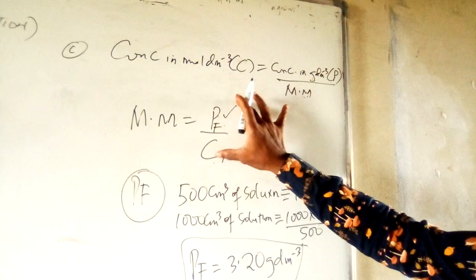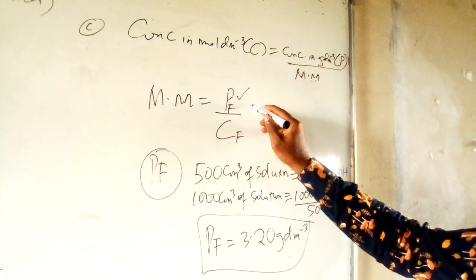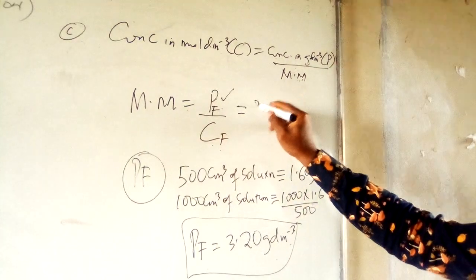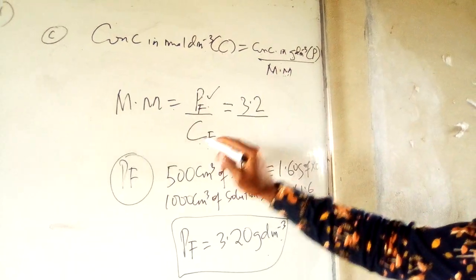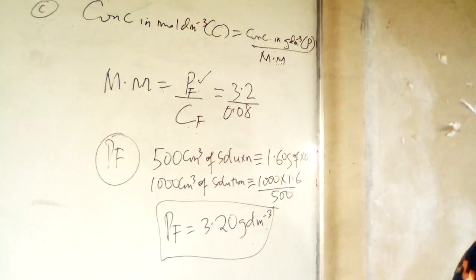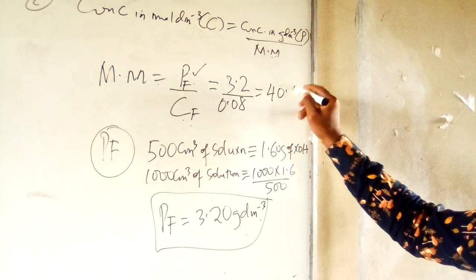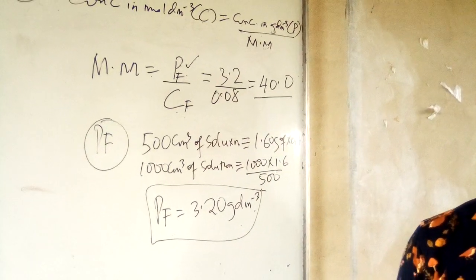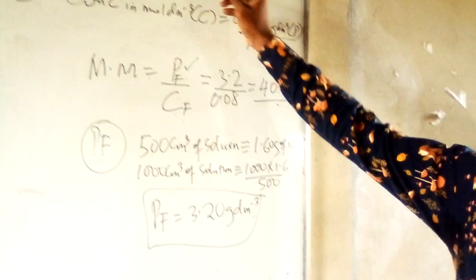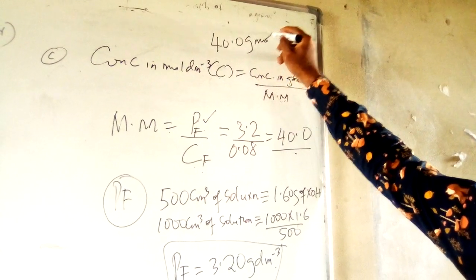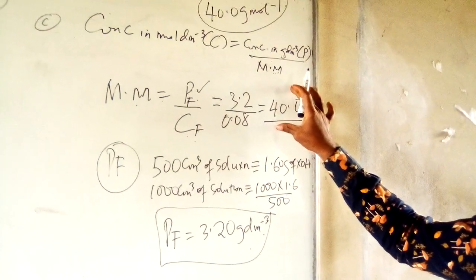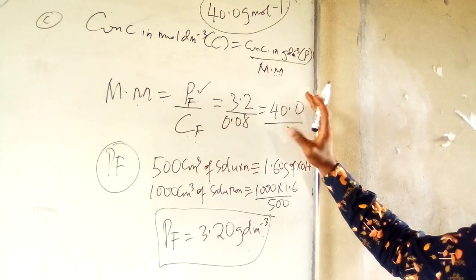We'll go back to this formula that says molecular mass equal to concentration in gram per dm³ all over molar concentration. That becomes 3.2, and the molar concentration of the base on the board is 0.08, divided by 0.08. When we divide, we're going to get what value? 40.0. So this is the relative molecular mass of the base. Molecular mass has no unit. But if you were out to find the molar mass, it would have been 40.0 gram per mole. The two values are equal. Molar mass has a unit, but we are out to find the molecular mass, which has no unit, 40.0. And that suggests the compound is likely to be sodium hydroxide.